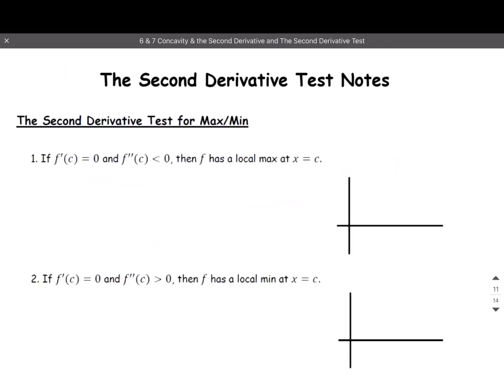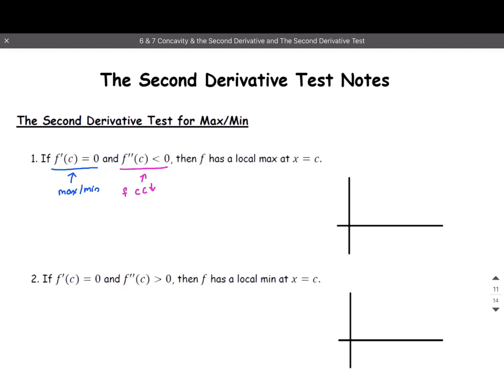So the second derivative test is also for a max or min. Now, if we know that the derivative is 0, that means we have a possible max or a min. And normally, we would test the derivative to see if it's changing from positive to negative or negative to positive. However, sometimes we don't have enough information to do that. So, if we know we have a critical point there because the derivative is 0, and we know that the second derivative is less than 0, that means the second derivative is negative, so the function is concave down.